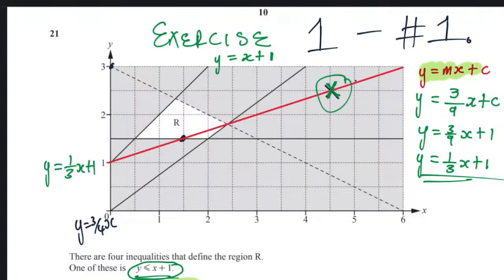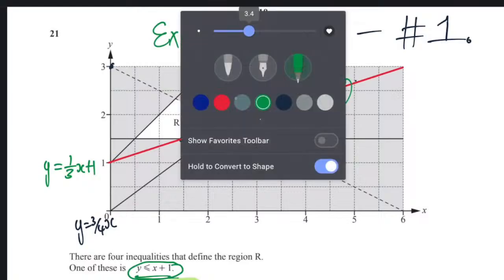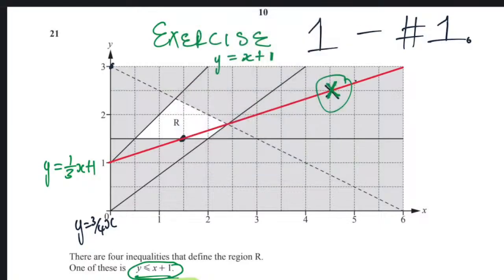Are we together? Let's do another one. One more. Yes, because it's where it cuts the y-axis. You can also say it's where you started. It's also fine. Look at this one now.